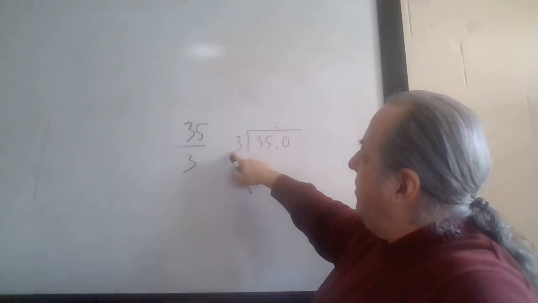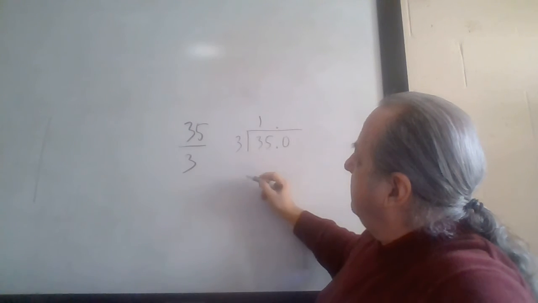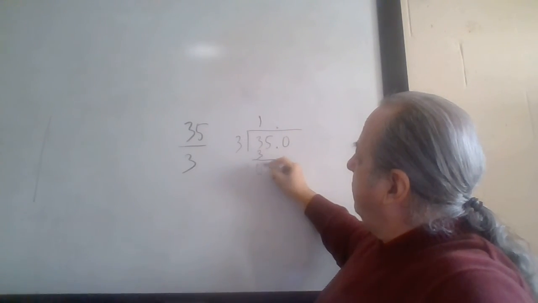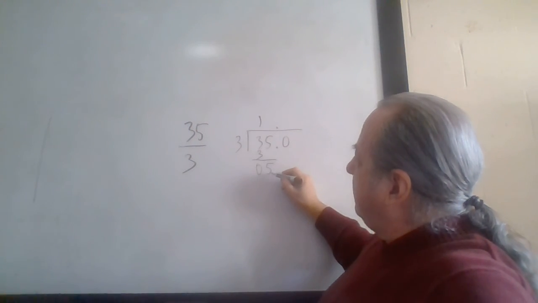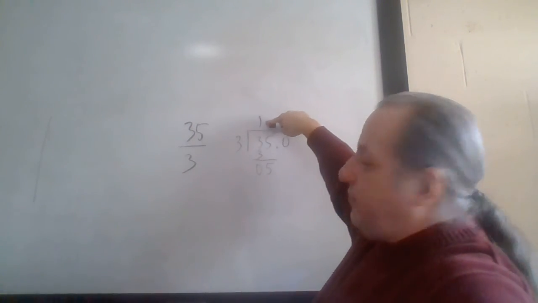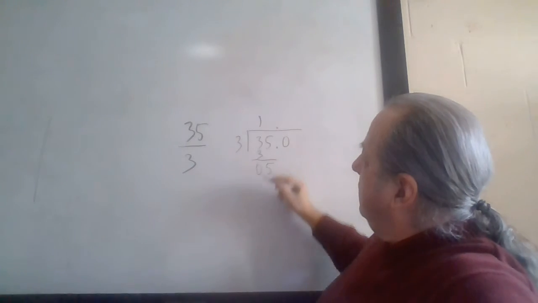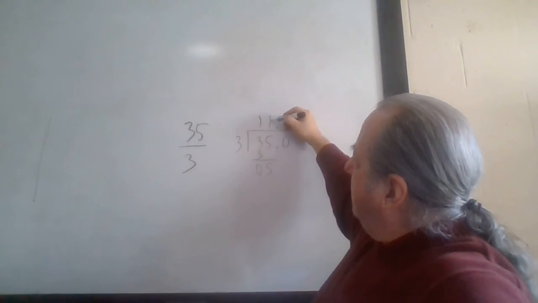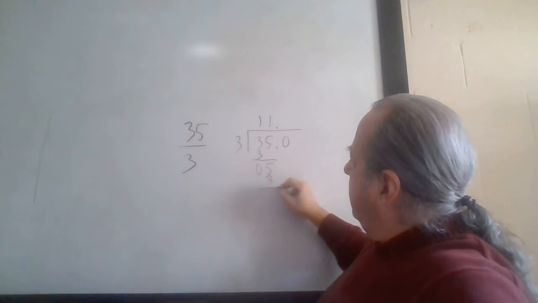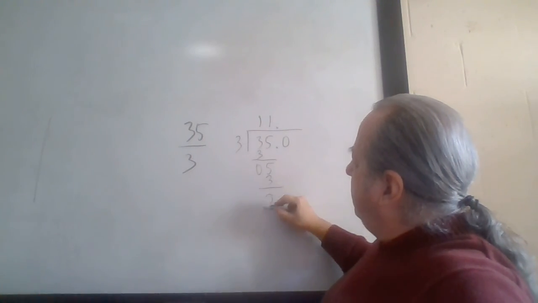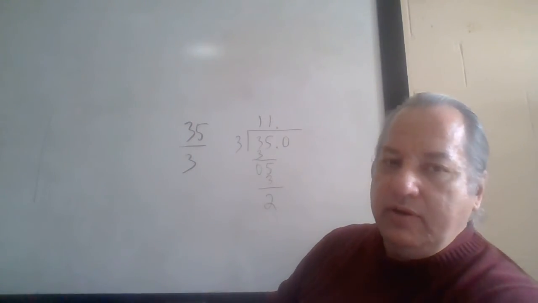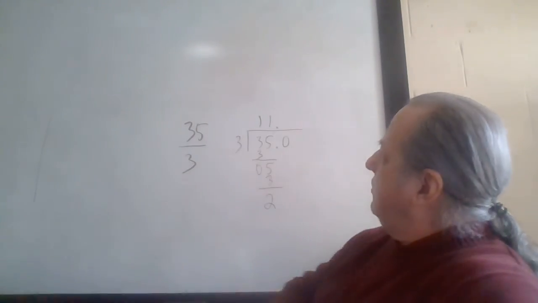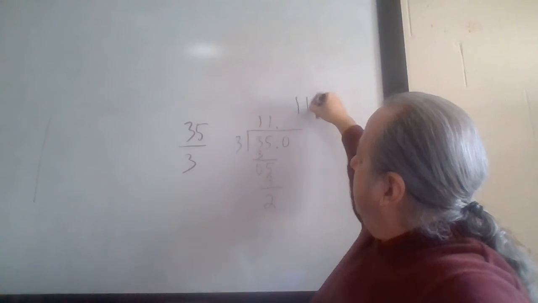The only difference is now 3 does go into 3 once. 1 times 3 is 3. Subtract, I get 0, so I bring down the next number, but this is not my remainder because I haven't finished my whole number. So 3 goes into 5 once, multiply back. 1 times 3 is 3. Subtract 5 minus 3 is 2. Now this is my remainder because it's the fraction or the decimal part. So my whole number is 11.